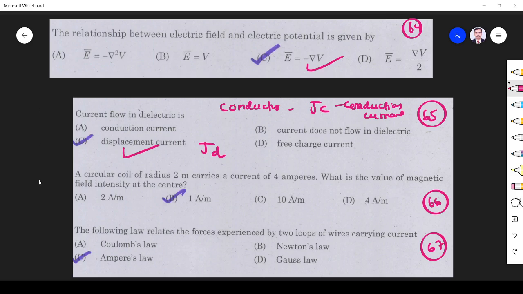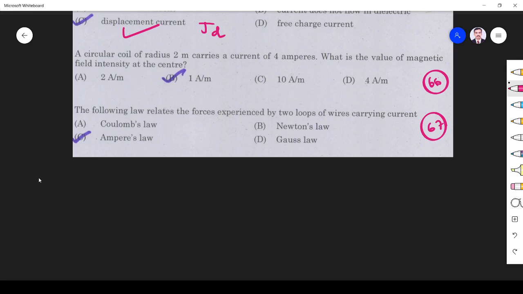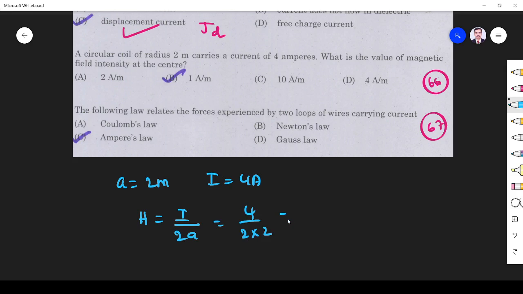Next question, a circular coil of radius 2 meter carries a current of 4 ampere. So radius 2 meter, I is 4 ampere. What is the value of magnetic field at the center? H is equal to I by 2A. So I is 4 ampere, 2 into A is 2, so it is 1 ampere per meter. I in ampere, A in meter, 2A is meter. So 1 ampere per meter.